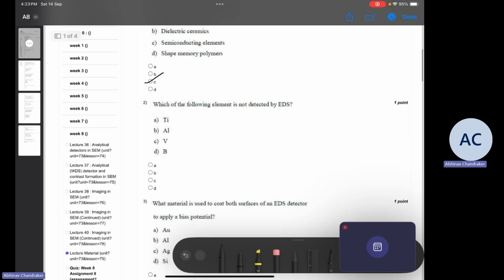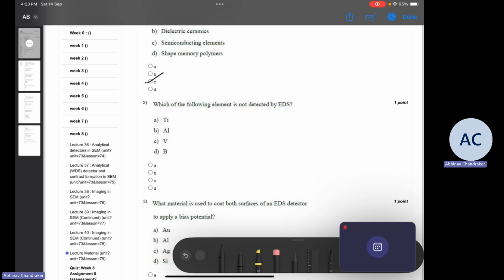Semiconducting elements. Which of the following element is not detected by EDS? We slightly touched upon this, that lower atomic number elements are difficult to be detected by EDS, because we have a beryllium or a carbon window which is used to protect the elements of the detector, which are very sophisticated and sensitive, they are very expensive also.